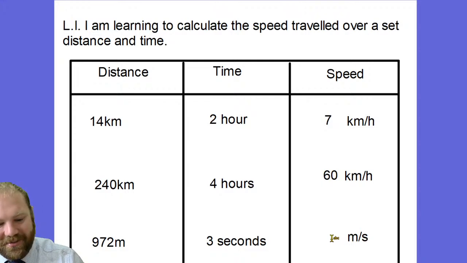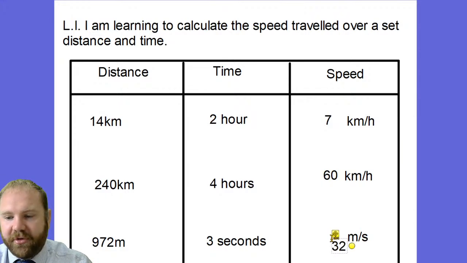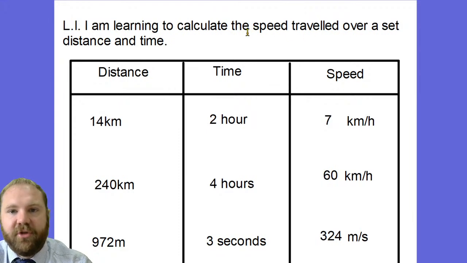972. Oh, I'm doing my calculations wrong. You've thrown me off. 972 divided by 3. This one would be going 324 meters per second. There we go. Simple. That one is just division. So if you're wanting to work out the speed, you divide the distance by the time.